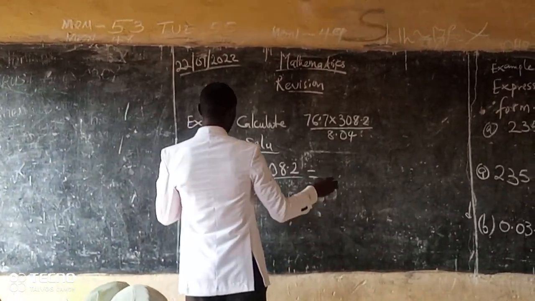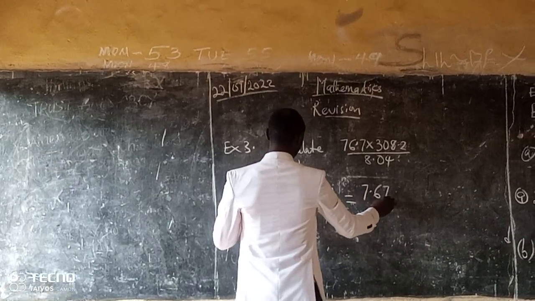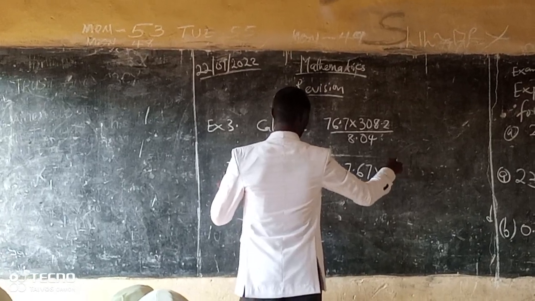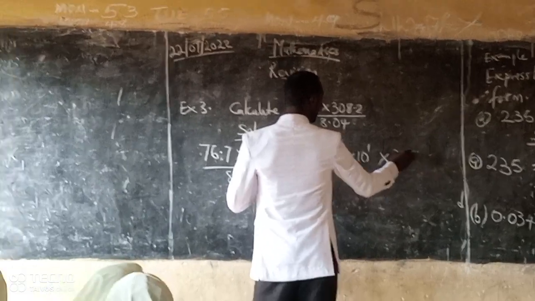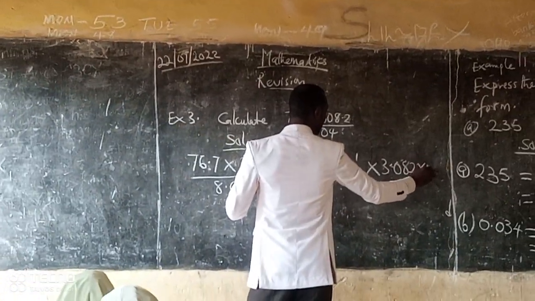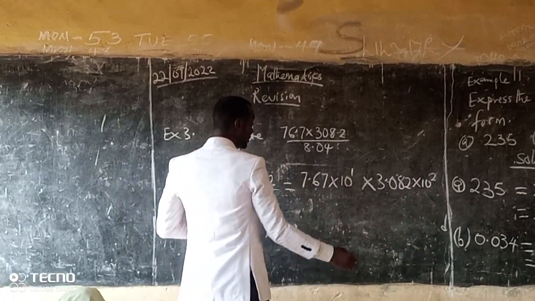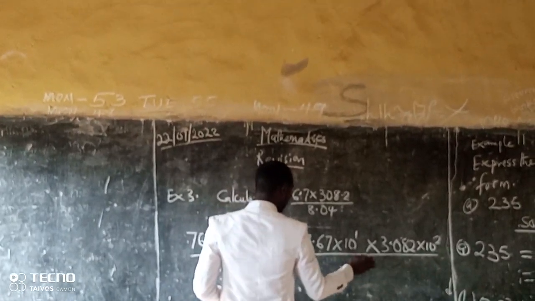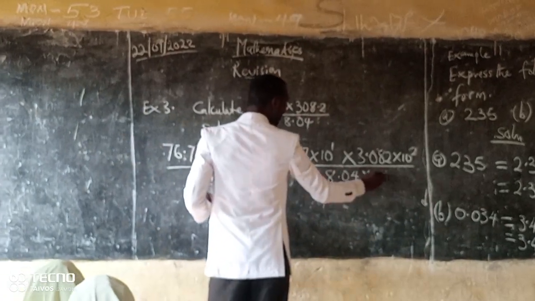Express as 7 times 10 raised to the power 1, times 3.082 times 10 raised to the power 2. And you are saying minus, and you say this method is okay. Divided by 8.04 times 10 raised to the power 0.